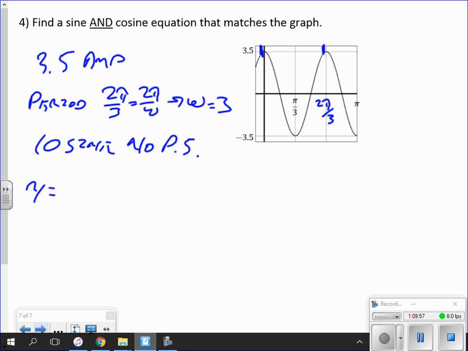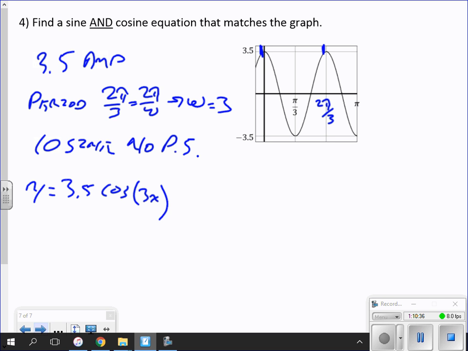Y equals the amplitude, 3.5, times the cosine, times our W times x. 3.5 cosine of 3x. It's easy because there's no vertical shift and no phase shift. Figure out your W, figure out the other one. Because normally, where does the cosine start from? Starts from 1. 0, 1 is normally where it starts. Our amplitude just moves that up. If our peak is on the y-axis, our cosine has no phase shift.